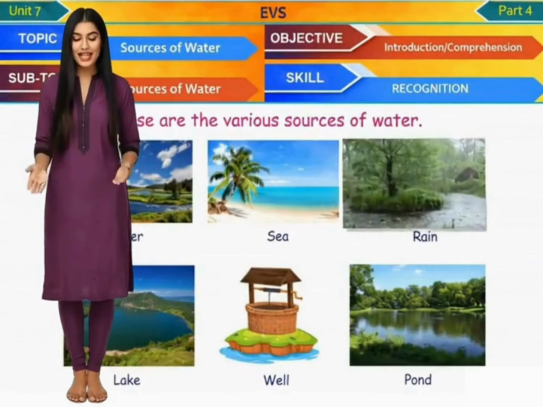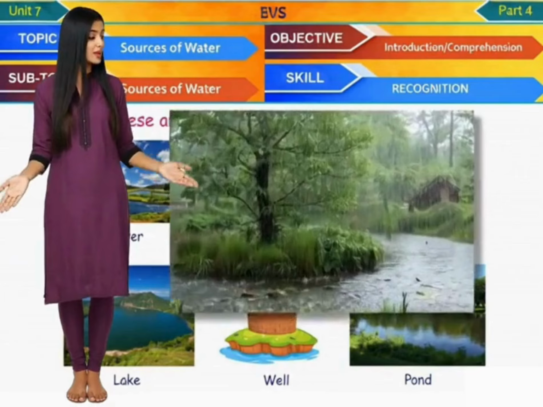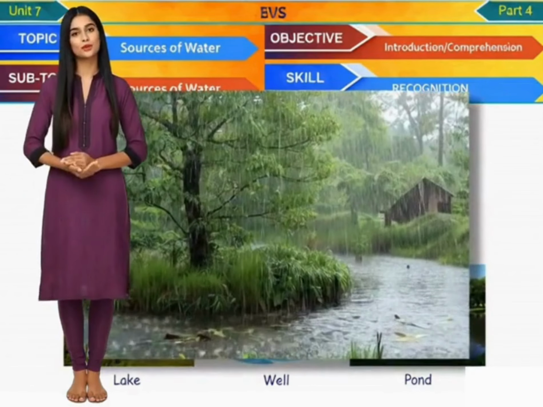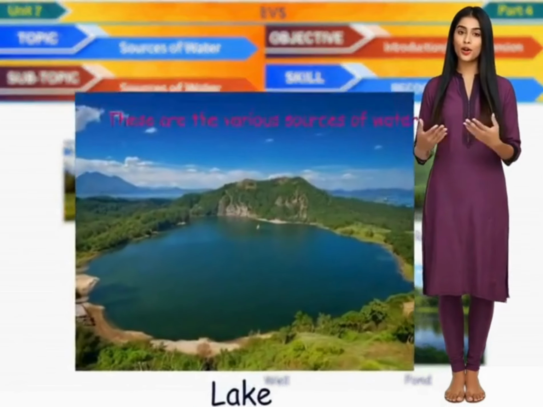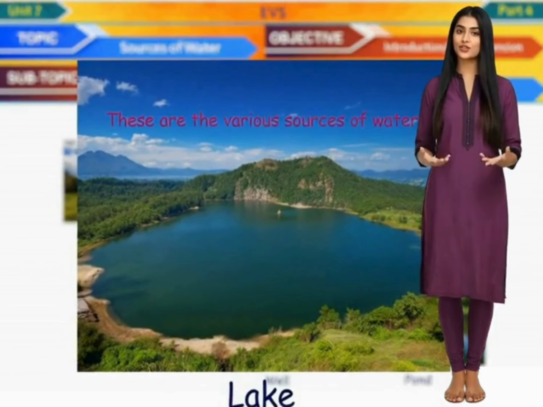Children, rain is one of the main sources of water. It falls from clouds and fills rivers, lakes, and ponds. Now, let us see lakes. Lakes are large water bodies where water is stored in one place, and they look calm.